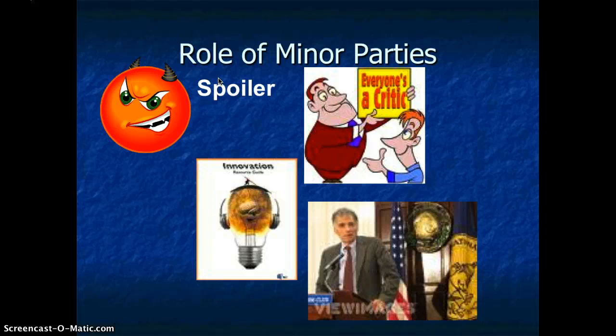There was a third party candidate whose name was Ralph Nader, and he was able to effectively steal votes from Al Gore in that election, and in part is one of the reasons why George Bush was able to win that election.